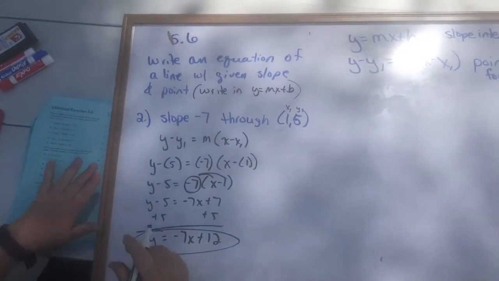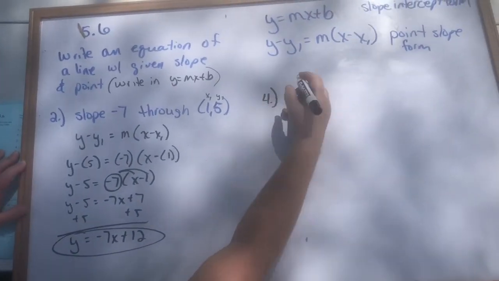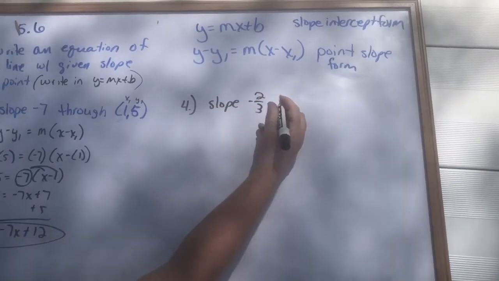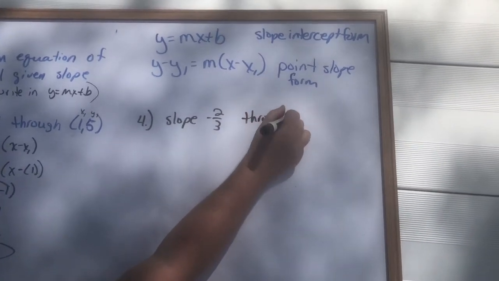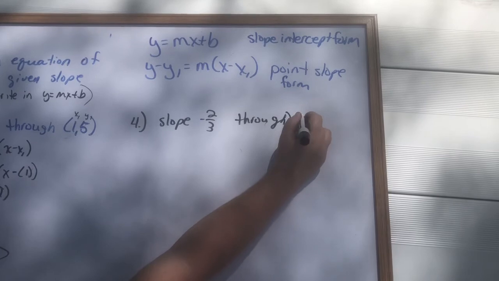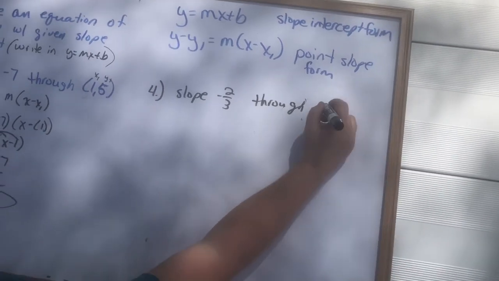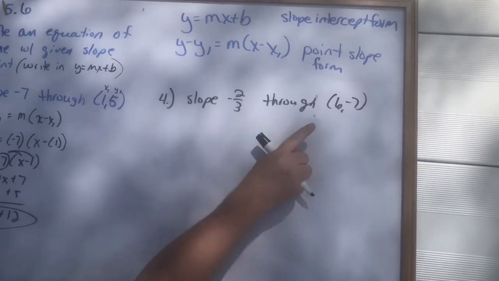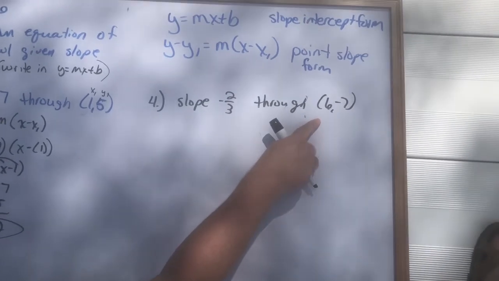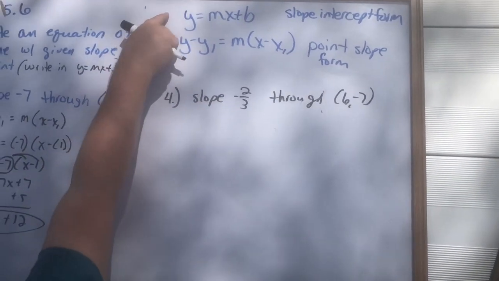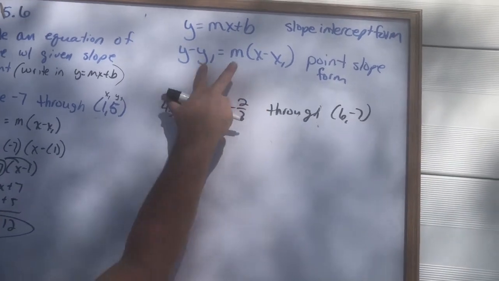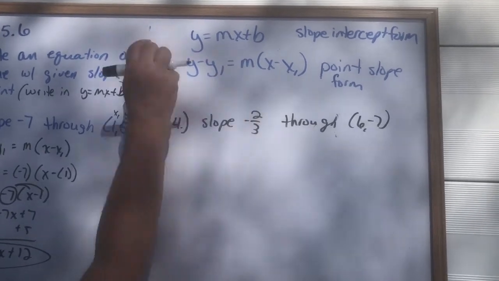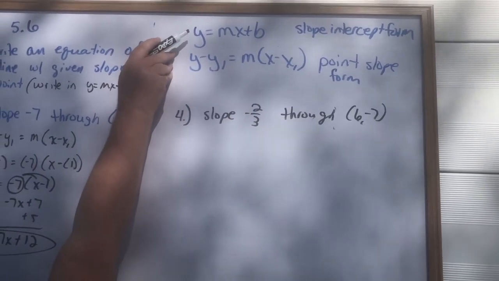Let's do another problem. Okay, let's do number 4. We have the slope is -2/3, and we want to go through (6, -7). So once again, we're given the slope and we're given a point. We're not given the y-intercept. If we were given the y-intercept, I would use this one up here, but I'm not. I have to use the second one. This second one will work for any point. It doesn't matter if it's the y-intercept or whatnot. This one always works. It's just that this one up here is easier if you are given the y-intercept.